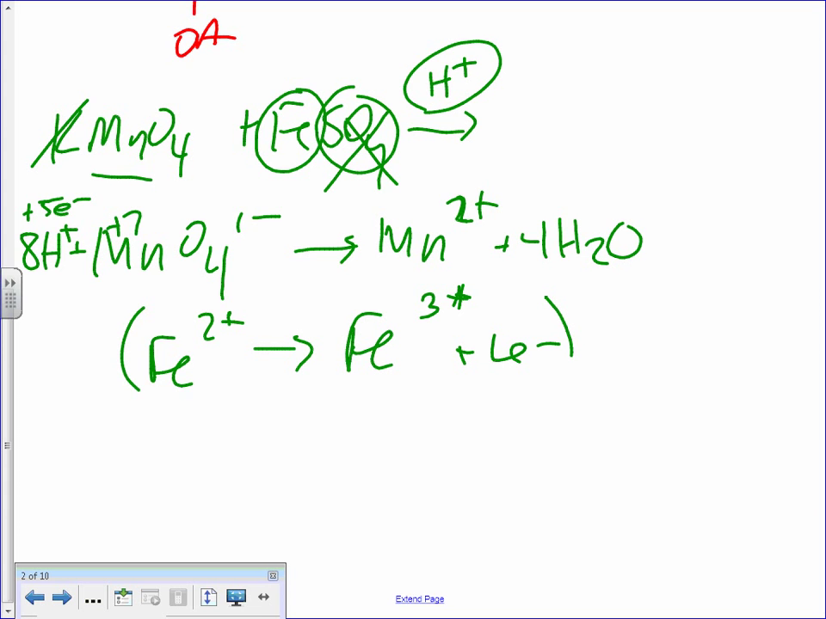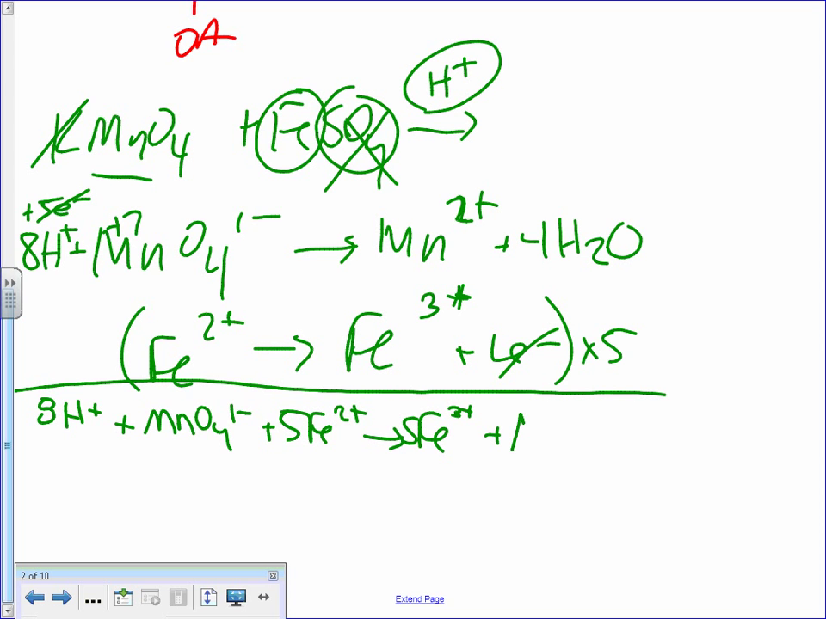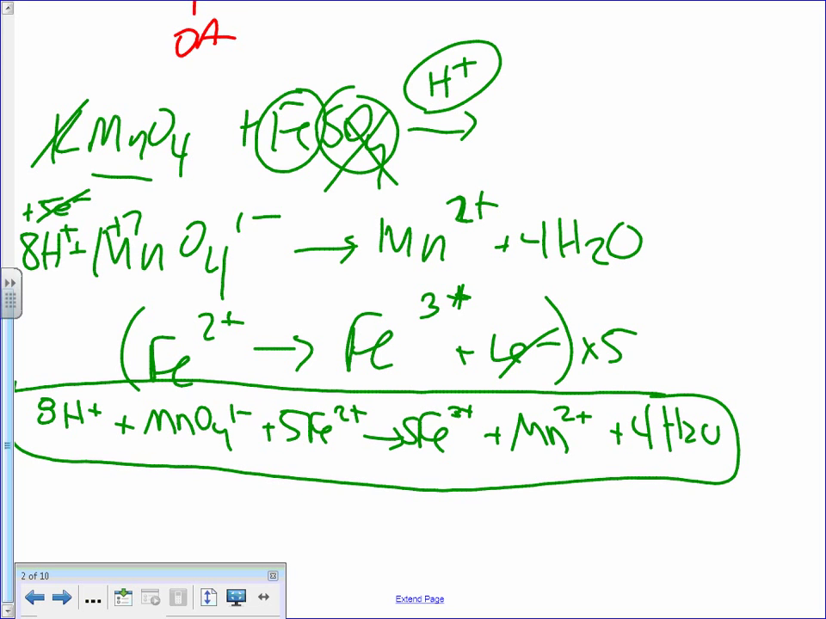Okay, so you're multiplying this one by 5. Why? Right, so the reduction and the oxidized electrons must be equal, and then you just add it up. So 5 electrons you know is going to go away because you've actually done a good job of multiplying. So then 8 H plus, permanganate ion, plus 5 iron 2 pluses yields 5 iron 3 pluses, a manganese 2 plus ion, and 4 waters. Alright, so that's how you balance an acid.